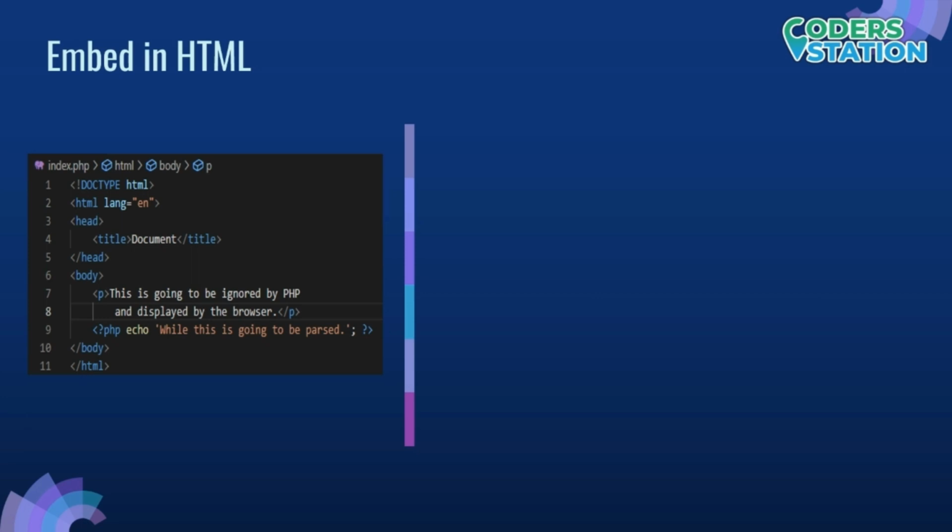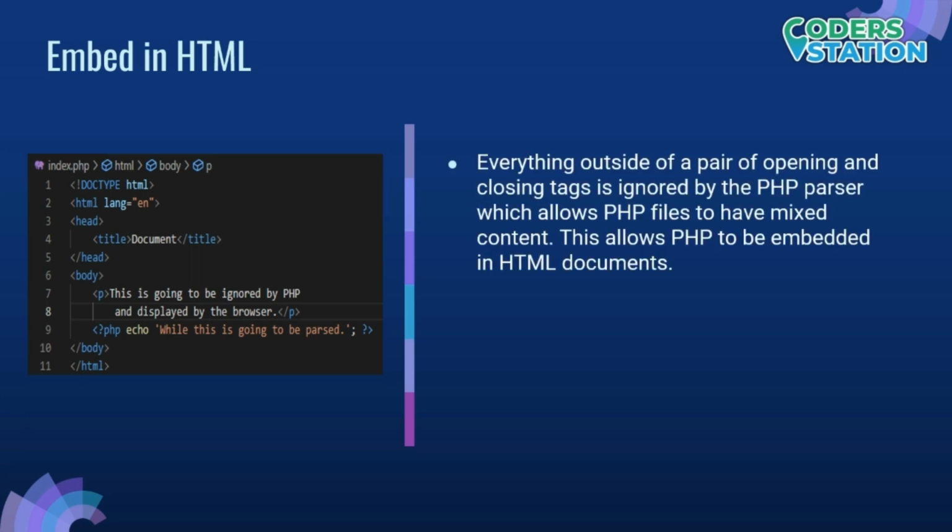This is an example of writing PHP with HTML. Everything outside of a pair of opening and closing tags is ignored by PHP, which allows PHP files to have mixed content. This allows PHP to be embedded in HTML documents. As you can see in this example, we have a basic HTML structure with a head and body. So between the body tag, we have the PHP opening and closing tag. The PHP interpreter will interpret the PHP tags and then the rest of the document will be shown as an HTML document displayed in the browser.